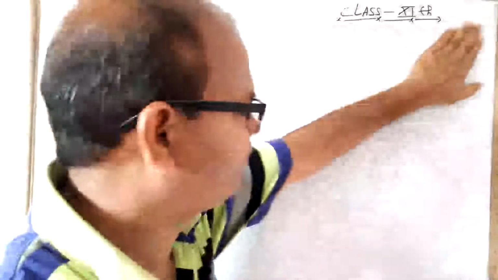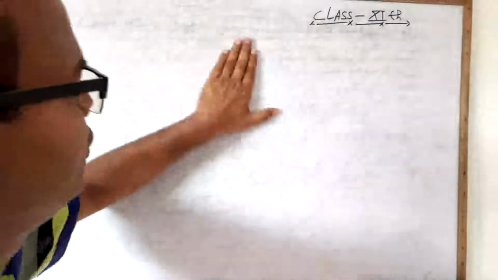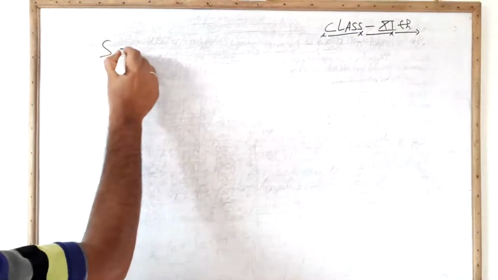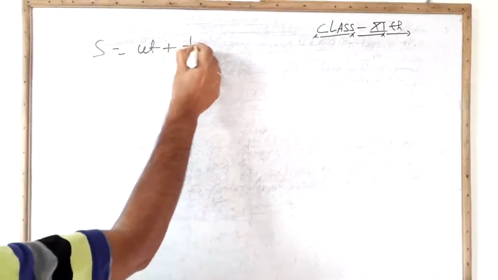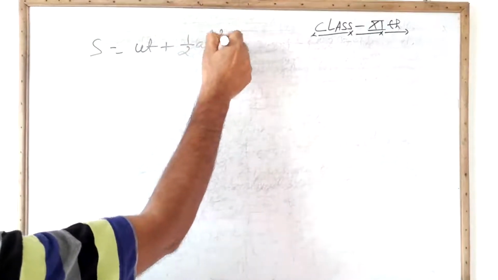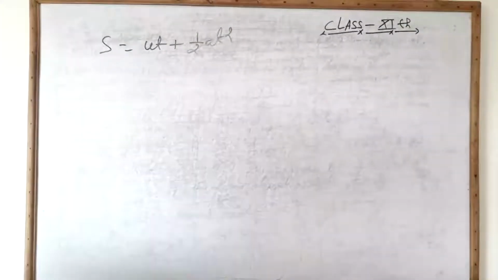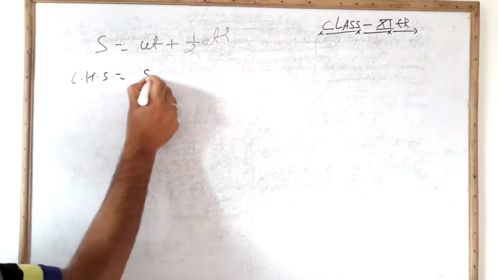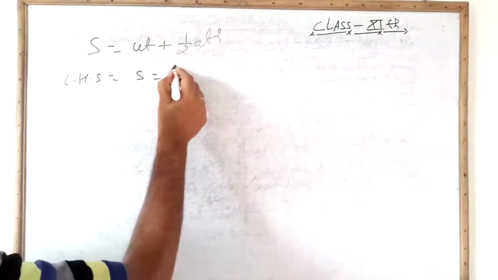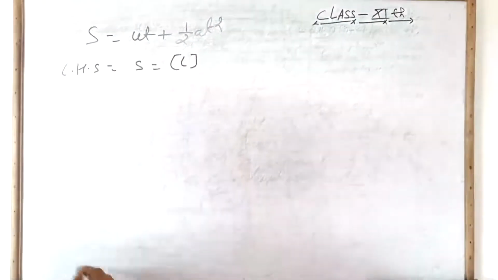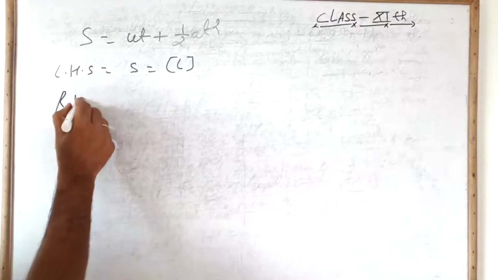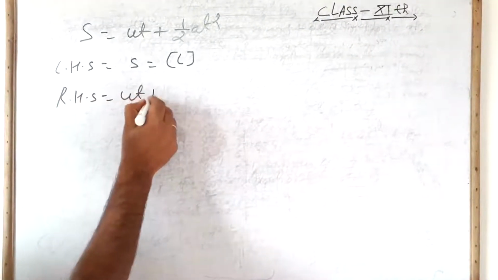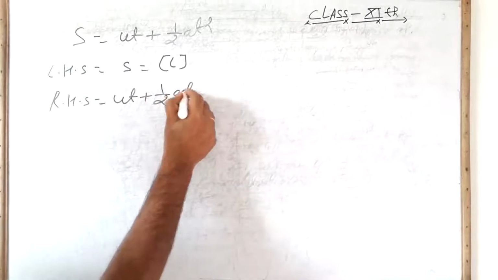Students, I am giving another example. You know that s equals ut plus half at square. LHS: s is distance, so it is L. RHS: ut plus half at square.